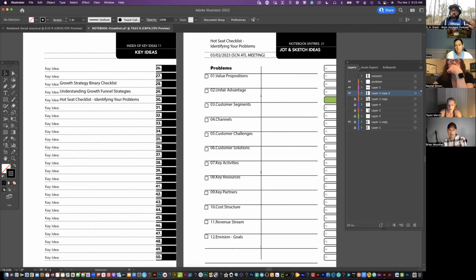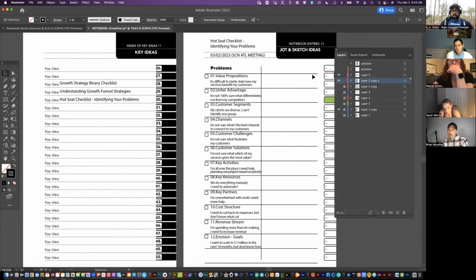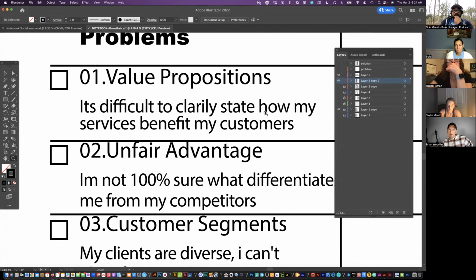So you're thinking, okay, well, these are good general topics. How am I going to convert these into hot seats? So I'm going to show you guys live examples of what I'm talking about, and we'll be able to zoom in and see what these are going to look like. So with a value proposition, you want to make a clear statement to say, okay, it's difficult for me to state what services or how my services benefit my customers. So you're essentially trying to identify what your value is. And if you don't exactly know what your value is, then that's obviously a very clear problem.